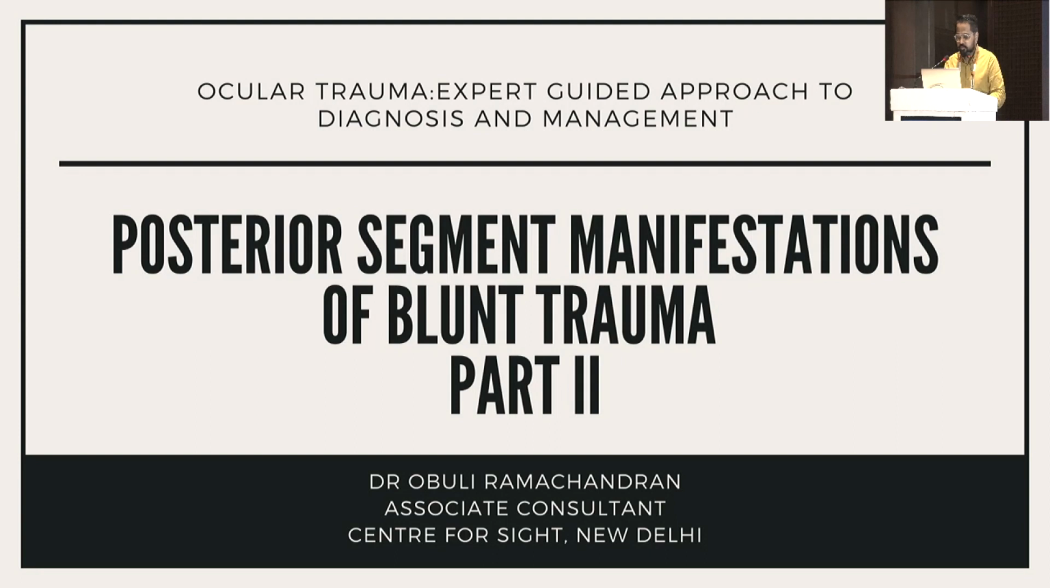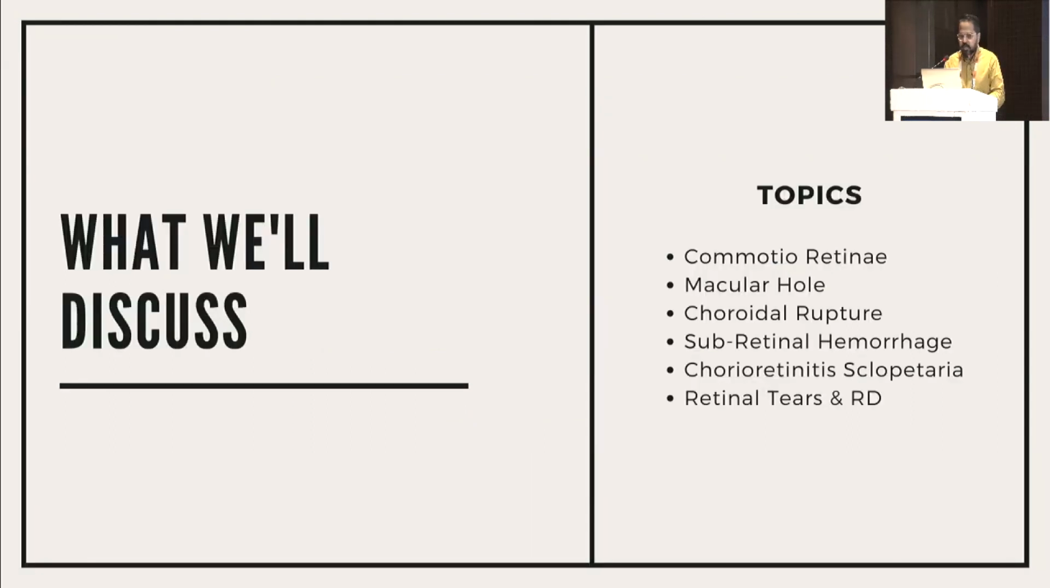Good morning, everyone. Today we will be discussing the posterior segment manifestations of blunt trauma. This is part two of the presentation. What we will be discussing is macular hole, choroidal rupture, subretinal hemorrhage, chorioretinitis sclopetaria, retinal tears, and retinal detachment.